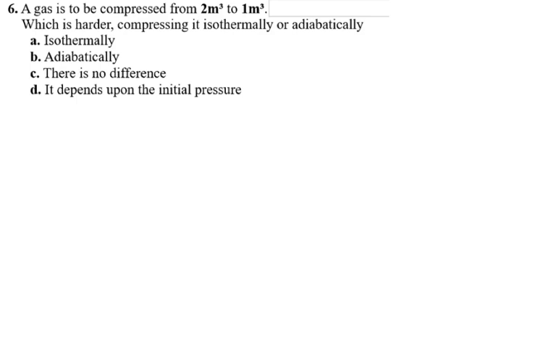In the next question, a gas is to be compressed from 3 to 1 meter cubic. Which is harder, compressing isothermally or adiabatically? Go ahead and pause it and think about it and choose your answer. And if you're back, then I hope again you chose isothermally, because isothermal process requires more work compared to adiabatic, because it has to be keeping the engine at the same temperature.